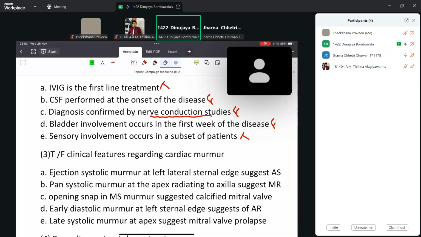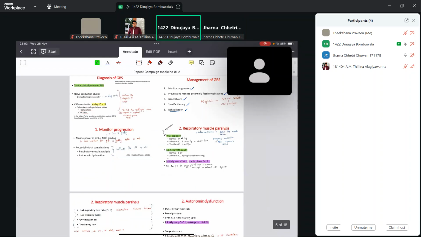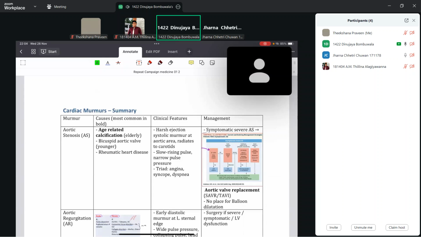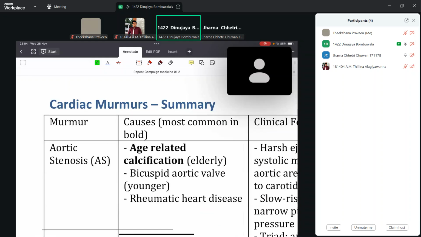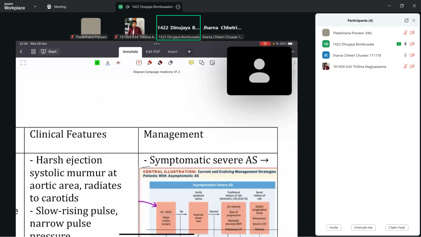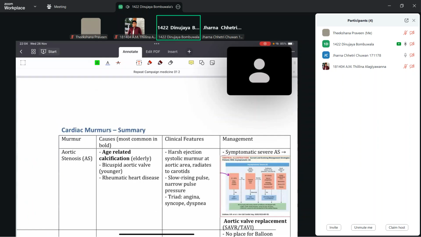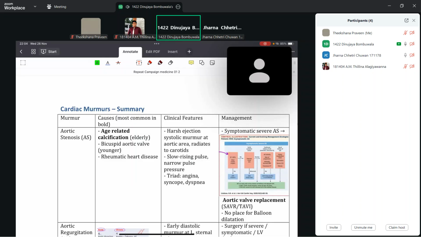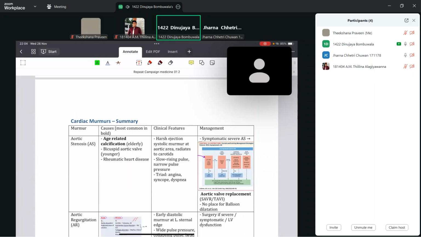We'll go through the stems. So we'll go through the murmurs first now. I prepared a document for short cases and I'll share this with you. This contains almost all the murmurs and the causes, as well as the clinical features and the management. These four things are what we are asked in our short cases. If you know this, you can do the short case and the discussion. Very good. I prepared this about 2-3 weeks before the exam.